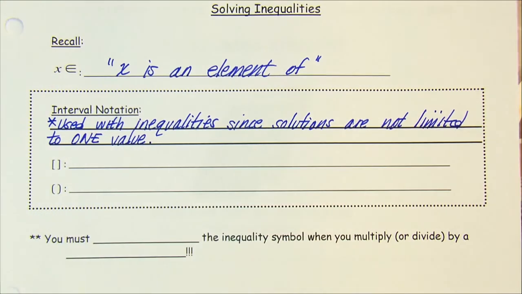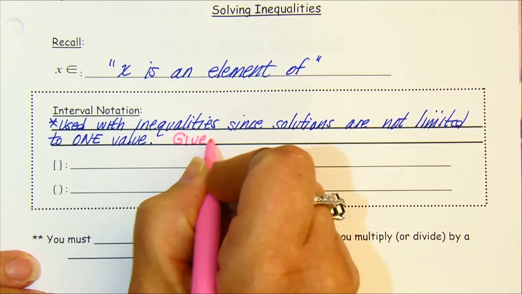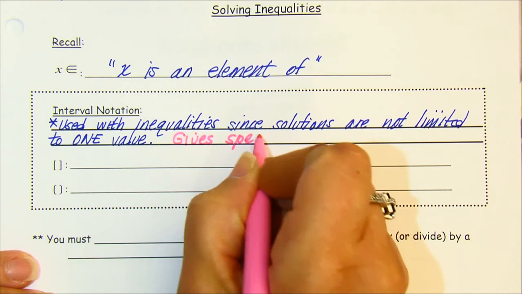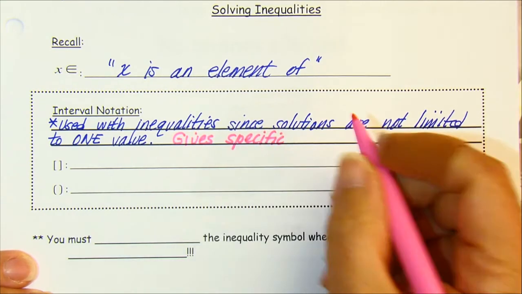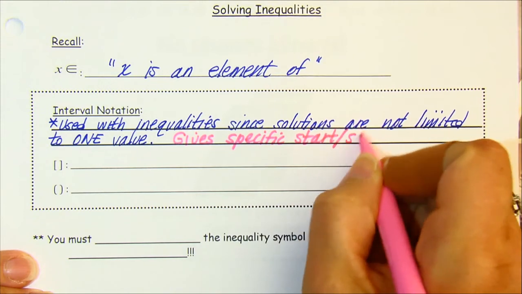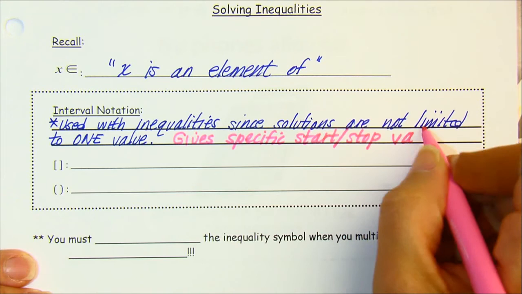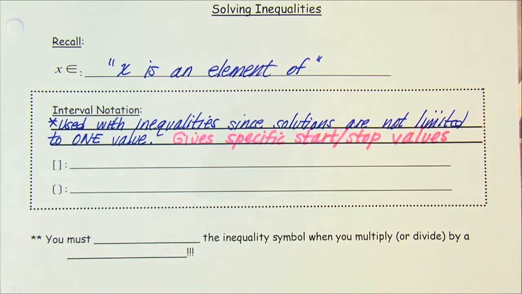Just like I stated before, when we solve equations, typically we are limited to one or two or maybe even three values, depending on the type of equation that we're solving. So also, interval notation gives specific starting and stopping values. And maybe it doesn't stop when we go to infinity, but we'll talk about what that looks like. Well, the interval notation is going to give us specific values.